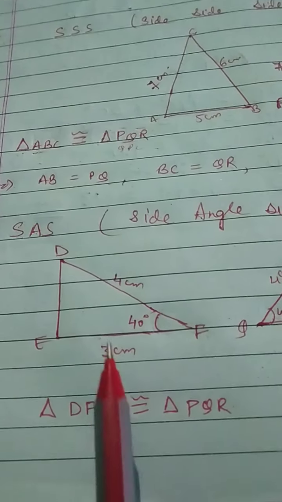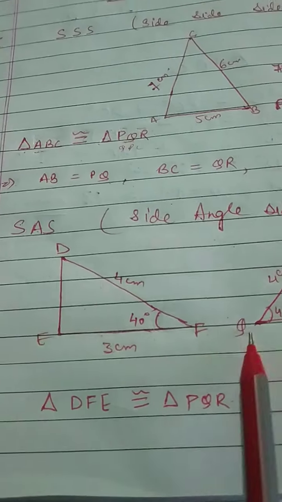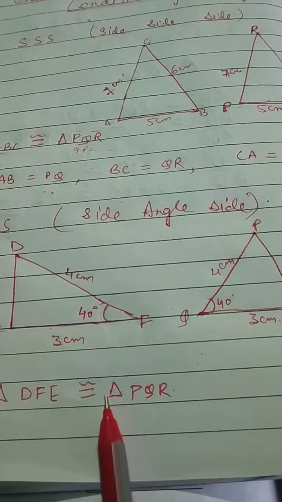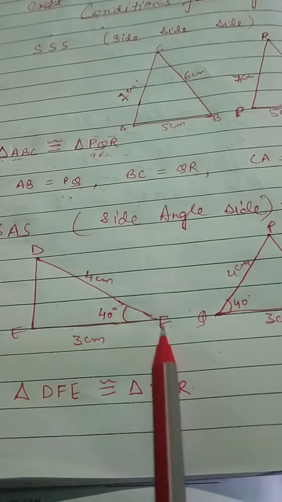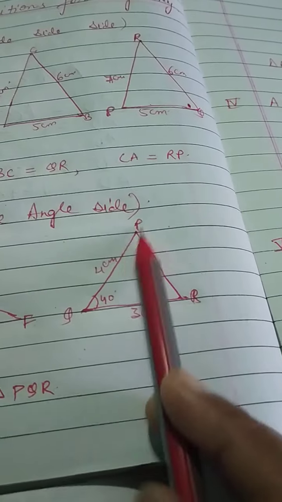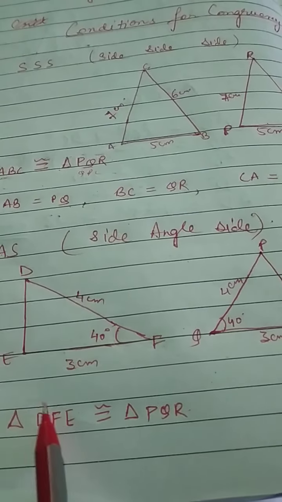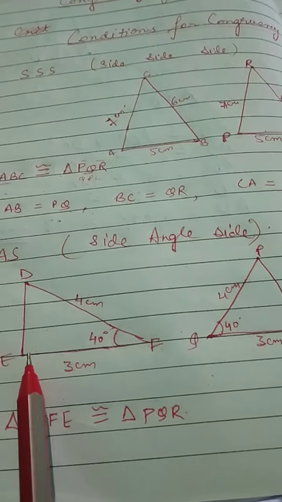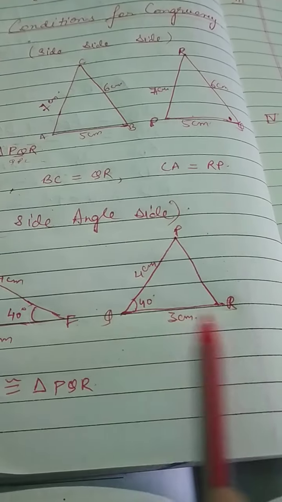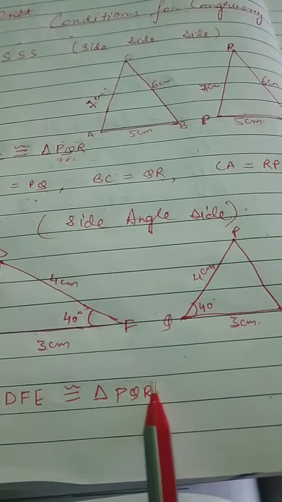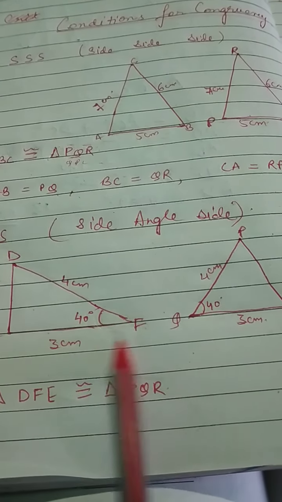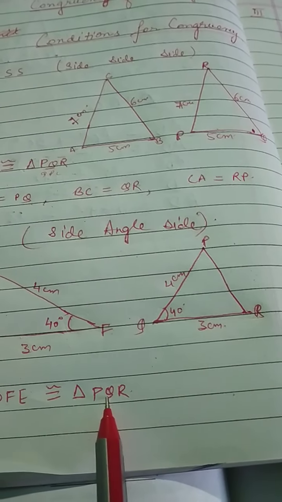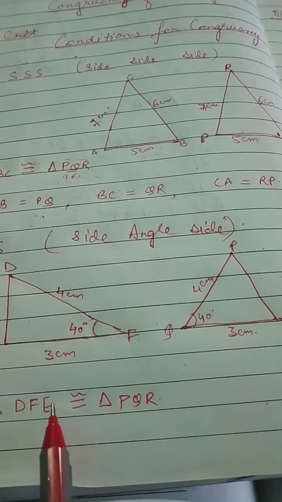How will we write it now? If you write this triangle DEF, then you have to write the sides of the other triangle according to this only. Is congruent to triangle PQR. DF side is equal to what? PQ. So DF is written first, so you will have to write PQ first. DF is equal to PQ. Now FE is equal to QR. So F is written here, so you will have to write QR here. Okay, and angle F is equal to angle Q. So you can see angle F is here in between, so angle Q will also be here in between. This is the way of writing.